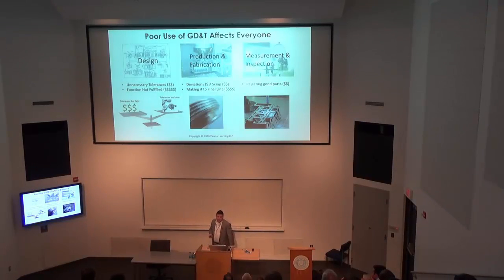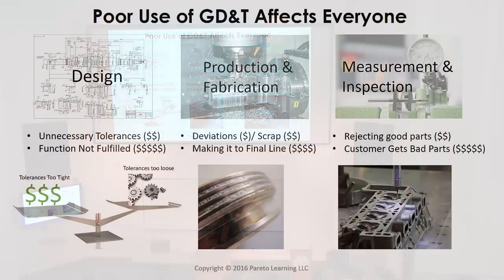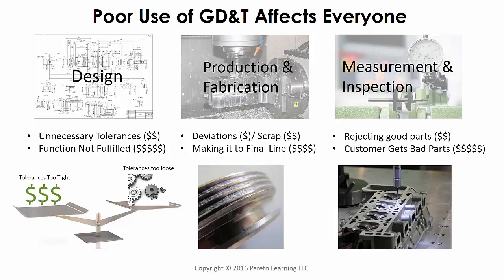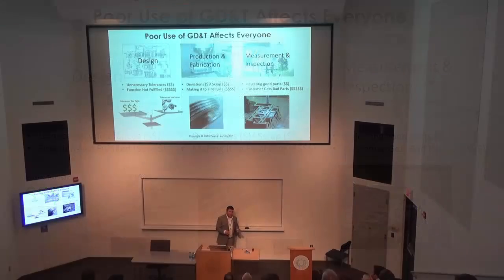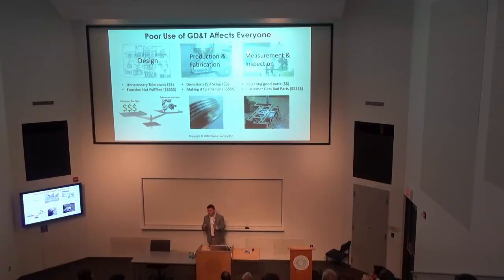And finally, with quality and inspection, you could be rejecting good parts or, the worst case scenario, shipping the customer bad parts. I don't know if you've been at a company where this has happened, where you have shipped a customer bad parts, but the apocalypse comes down. Everyone, the plant manager, everyone is now on board, especially in the automotive industry.